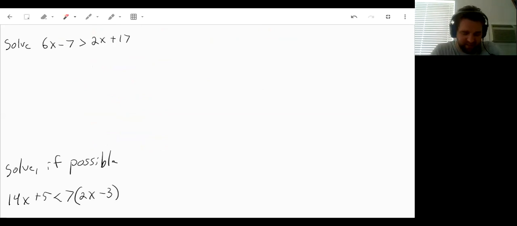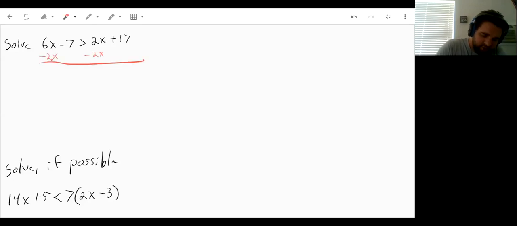So 6x minus 7 is greater than 2x plus 17. Well, the first thing we're going to want to do is get all of our x's onto the same side. So I'll subtract 2x from both sides, which will give us 4x minus 7 is greater than 17. Now we can add 7 to both sides, so we can start solving for x. So we'll have 4x is greater than 24.